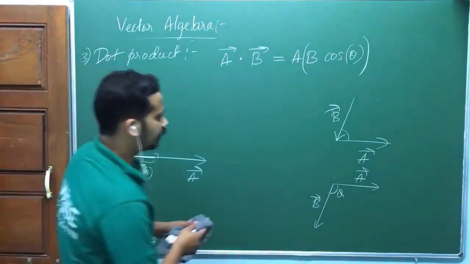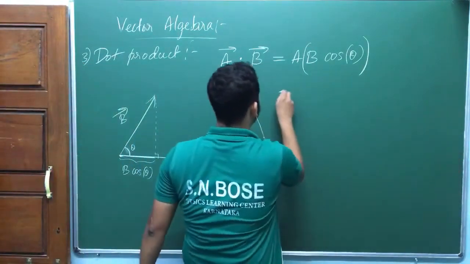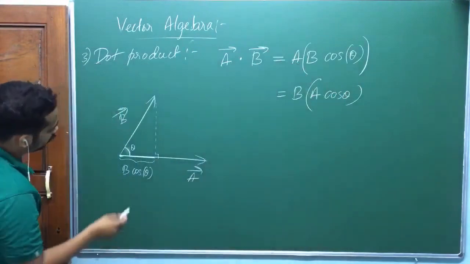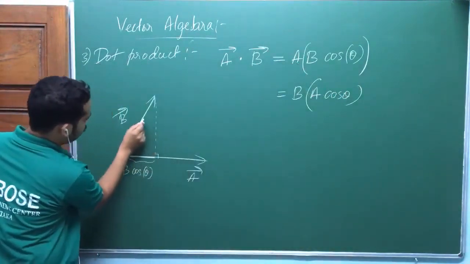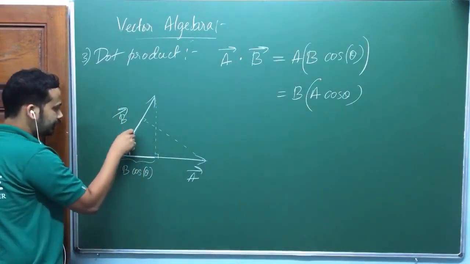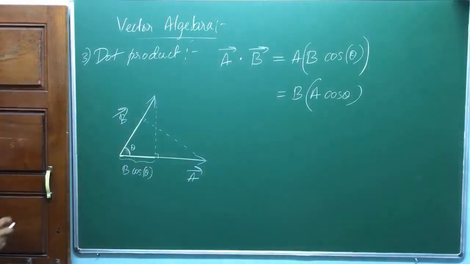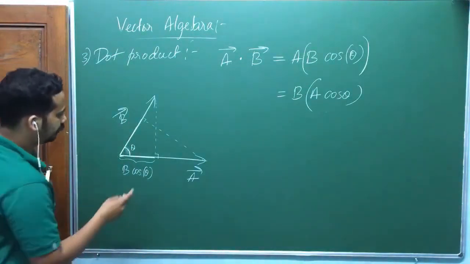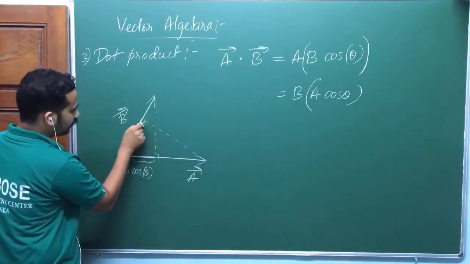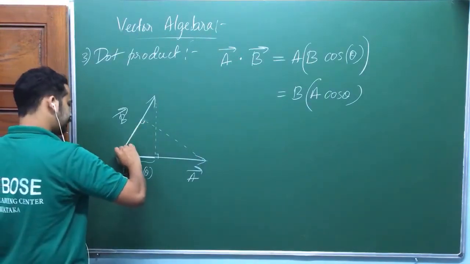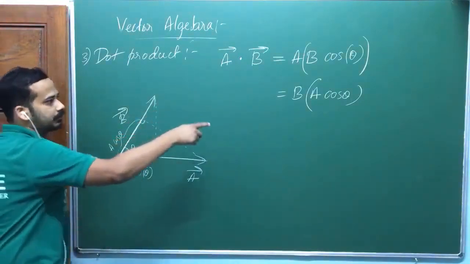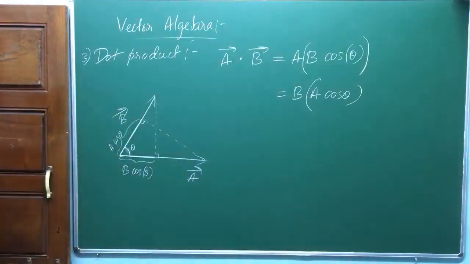And you can see it in a different way also. You can write it as B A cos theta. Is that okay? You can draw a projection of A on B, isn't it? Like this, where this length is A cos theta. This is theta, this is A, this is perpendicular. Then this length is A cos theta, multiplied with length of B. You can think like that also.